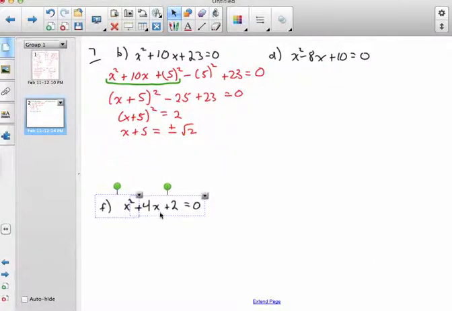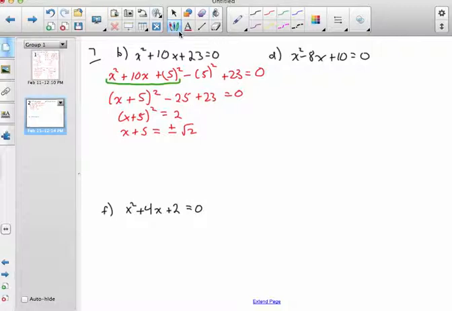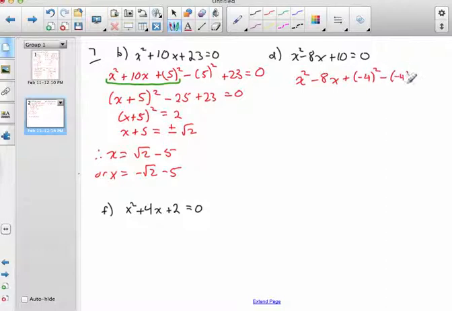Let's get this out of the way. Plus or minus the square root of 2. And so x is either equal to root 2 minus 5, or x is equal to negative root 2 minus 5. Now this one. X squared minus 8x. Take half of the b value, so minus 8, if I cut that in half, is minus 4. So plus negative 4 squared minus negative 4 squared, right? Still 0, I haven't done anything. Plus 10 is equal to 0.